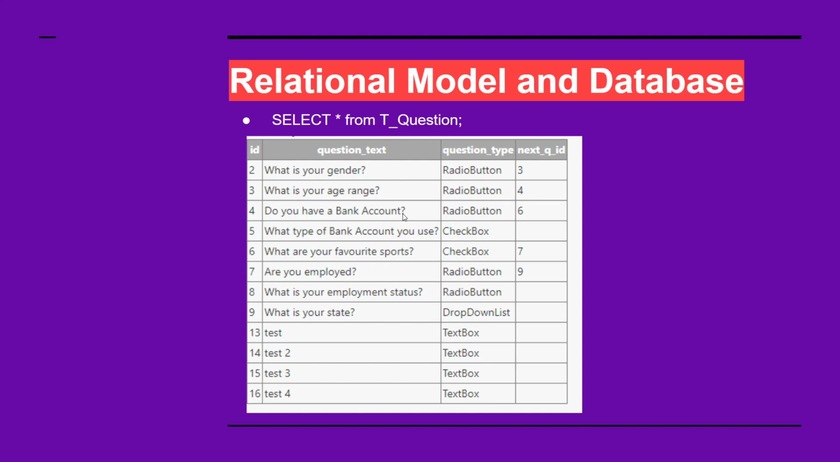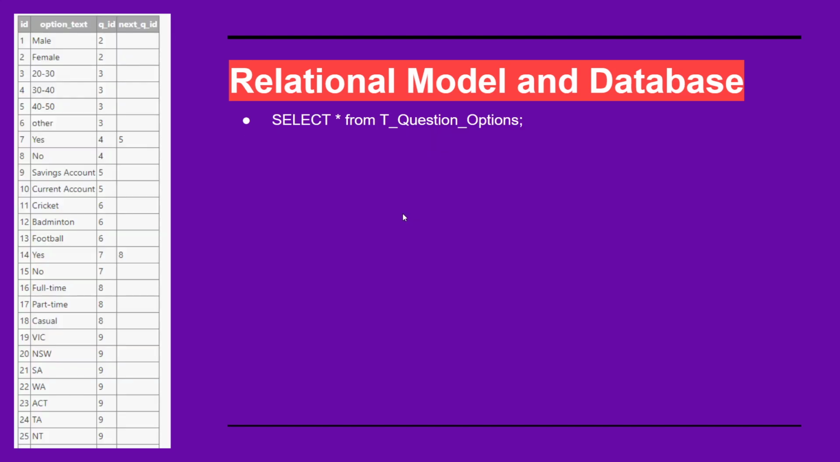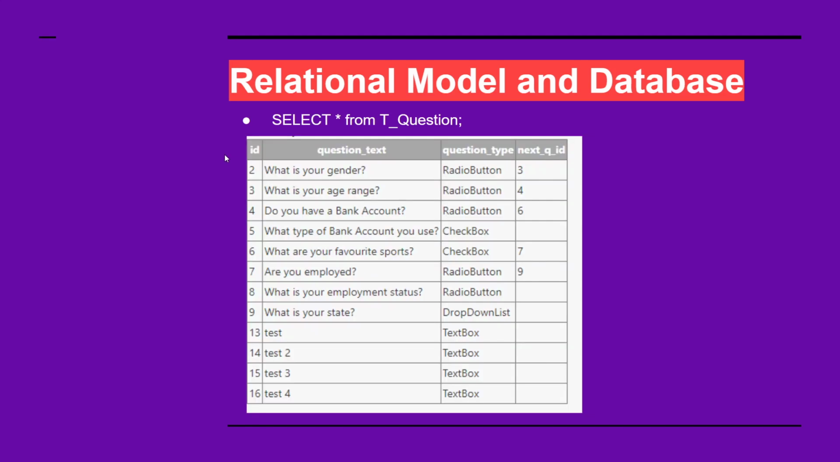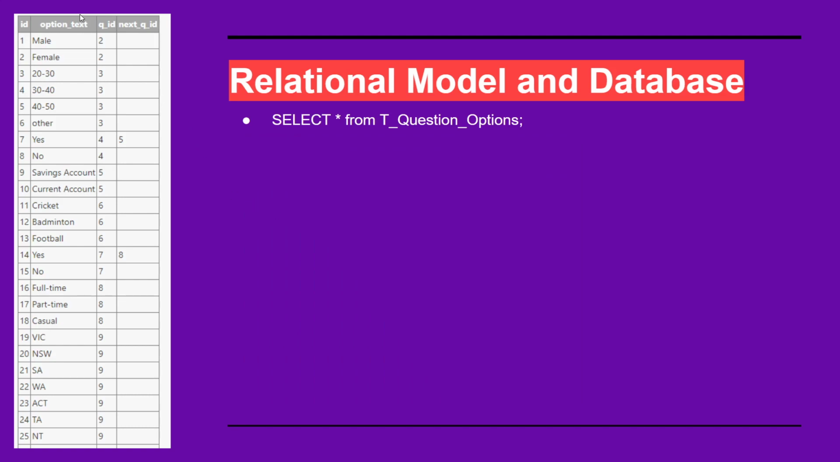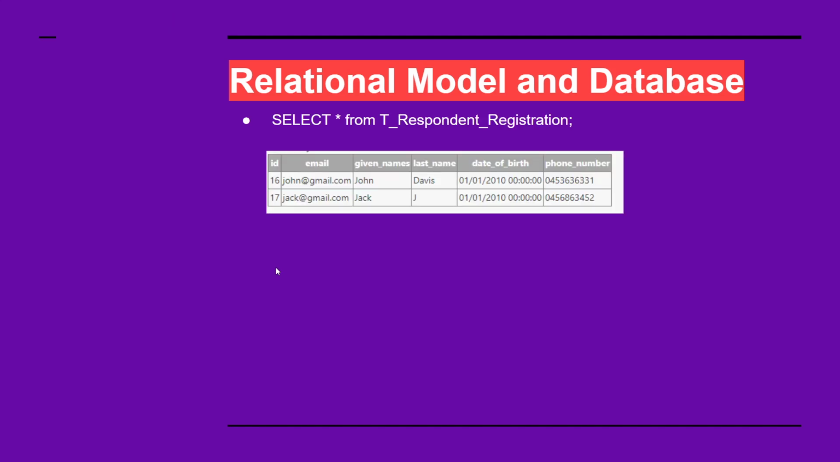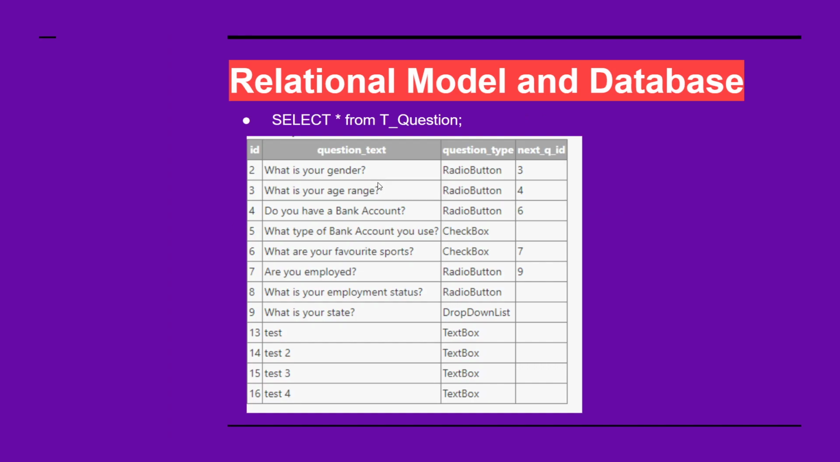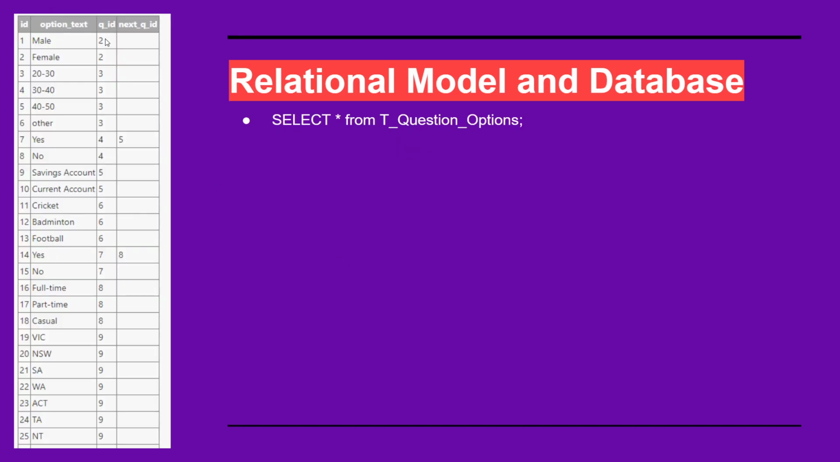If you go and look at the question options for that question, do you have a bank account, that is question number 4. If you look at question options, the QID column, question number 4, the options are yes and no. Then for what is your gender, question number 2, in question options for ID 2, the answers are male and female.